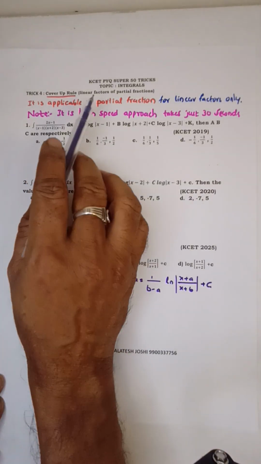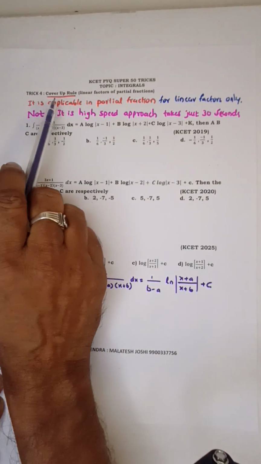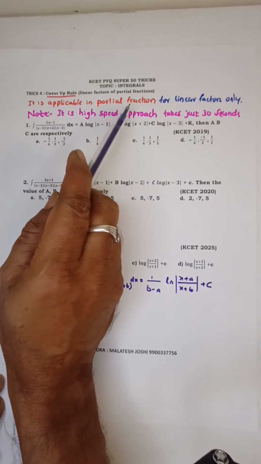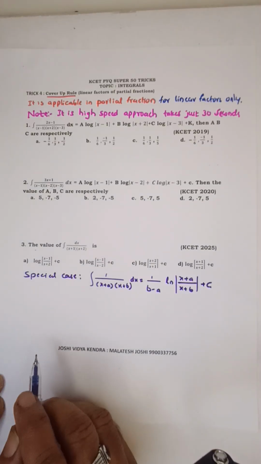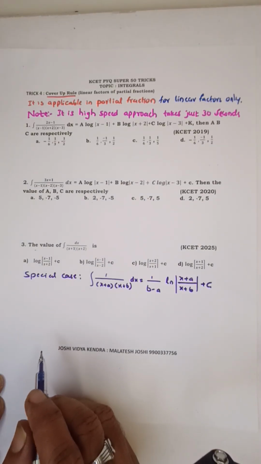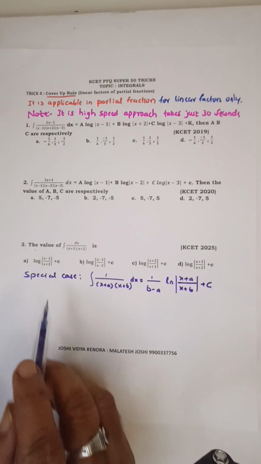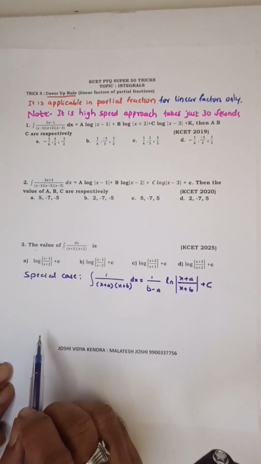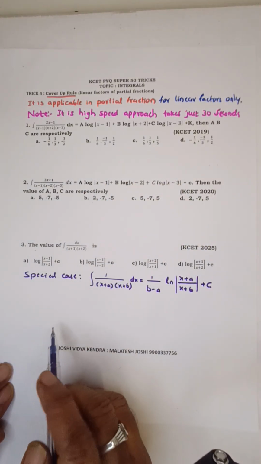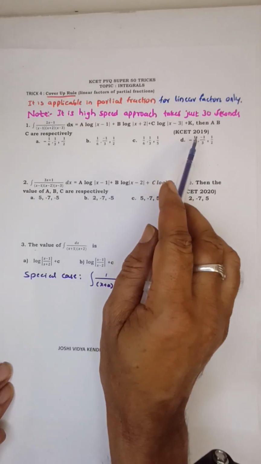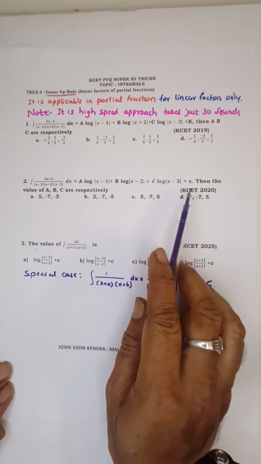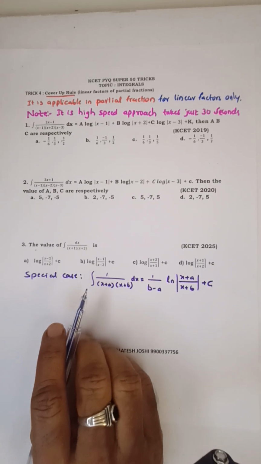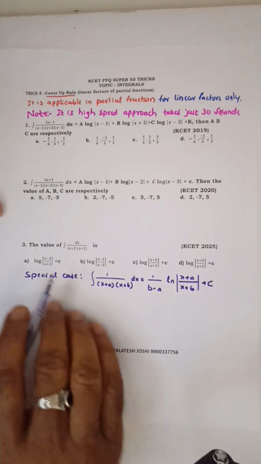Now here the topic is integrals. This method is the cover up method. Here it is applicable for partial fractions where linear factors are there. See, it is a high speed approach and it takes just 30 seconds to solve the questions. Same type of questions we see in 2019 and 2020, they asked the question. Now we are going to learn how to solve these questions with the short trick method.